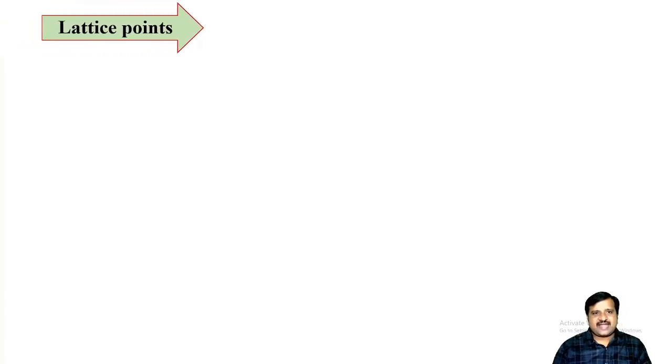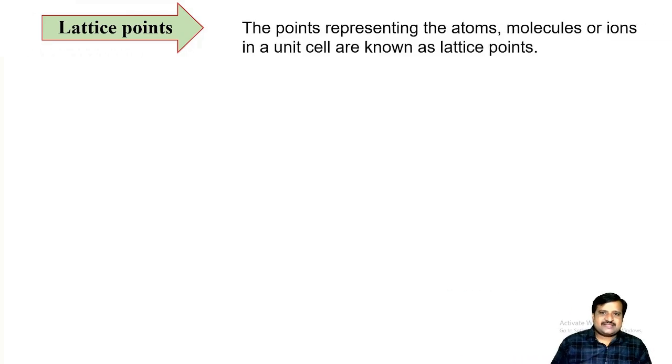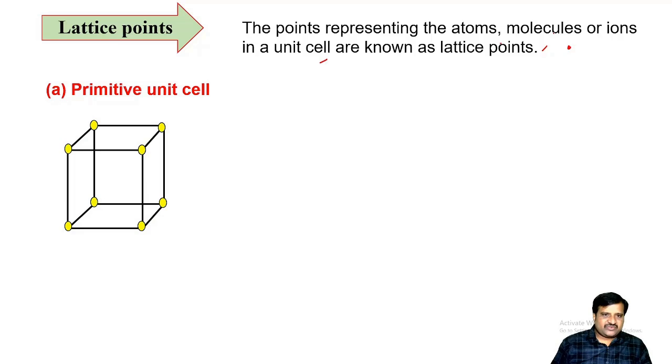The next one is lattice points. Lattice points represent atoms, molecules or ions in a unit cell. In unit cells, the atoms, molecules or ions are represented by points, and this representation is known as lattice points. Of the unit cells, the first one is the primitive unit cell. The primitive unit cell has 8 points, at the 8 corners of the unit cell.